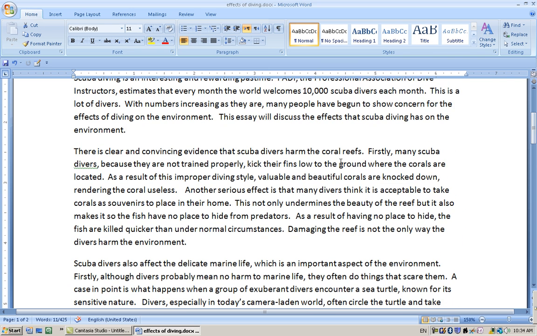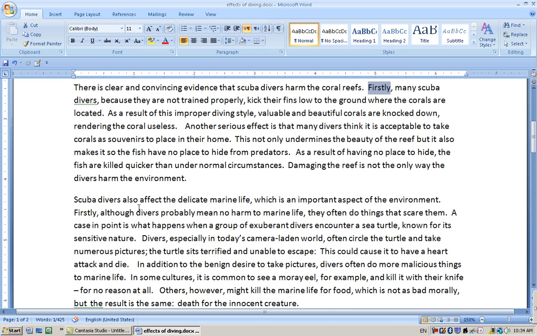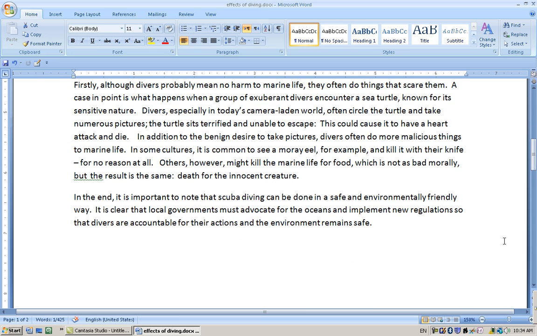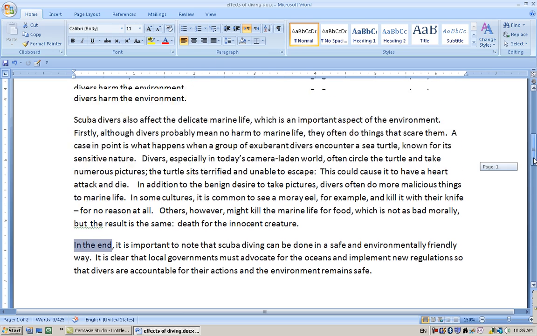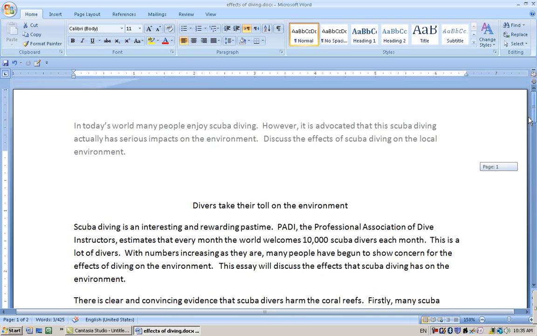So if you look at here there were two main reasons, two main effects that scuba divers have on coral reefs, and here, two main effects that divers have on marine life, all right? In the end, that's a sign of a conclusion. In the end, it's important to know that scuba diving can be done in a safe and environmentally friendly way. It is clear that the local government must advocate for the oceans and implement new regulations so that divers are accountable for their actions and the environment remains safe, okay? Alright. So there we go.